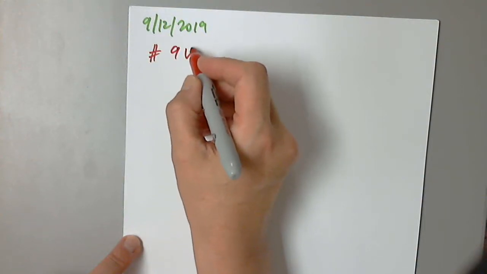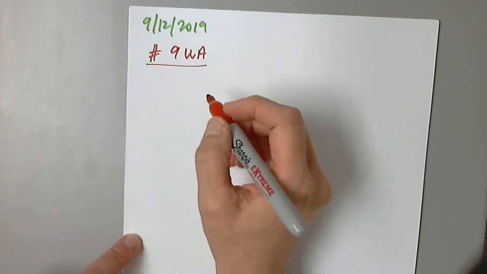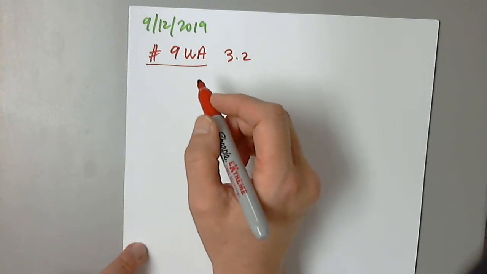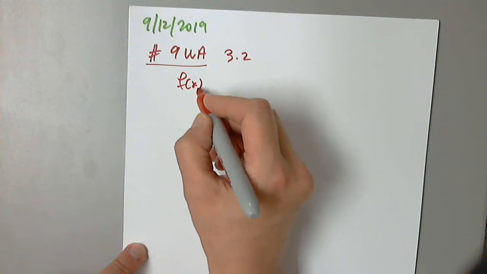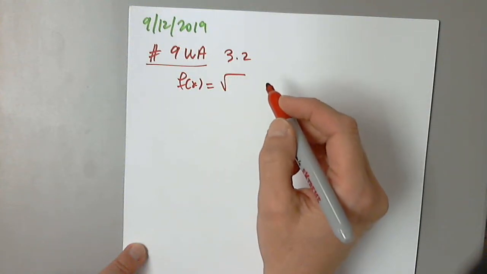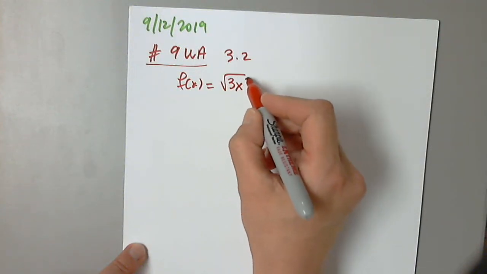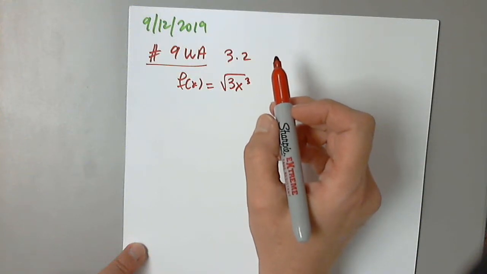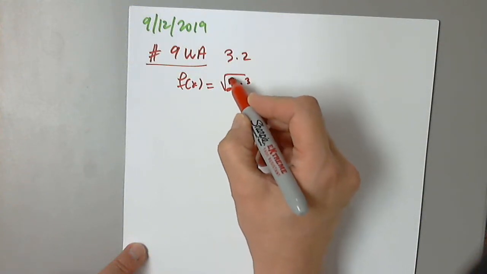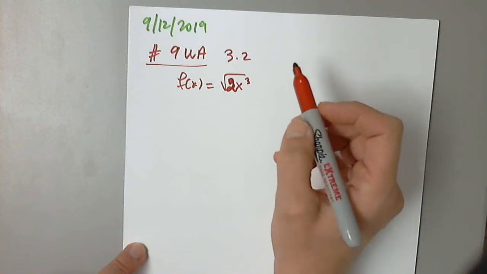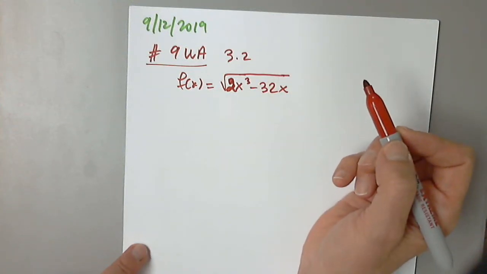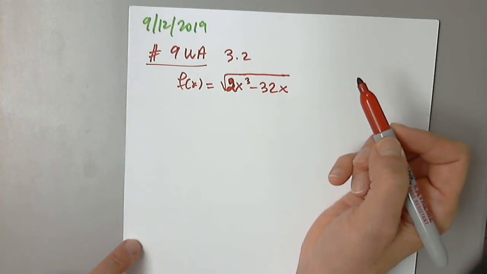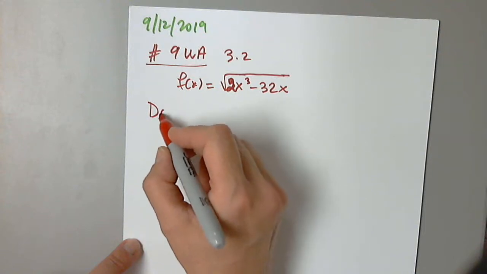This is number 9, from Weber sign, section 3.2. The question is f of x equals the square root of the quantity 2x cubed minus 32x, all over it. And the question is asking us to find the domain? Yes. Okay, so let's find it.